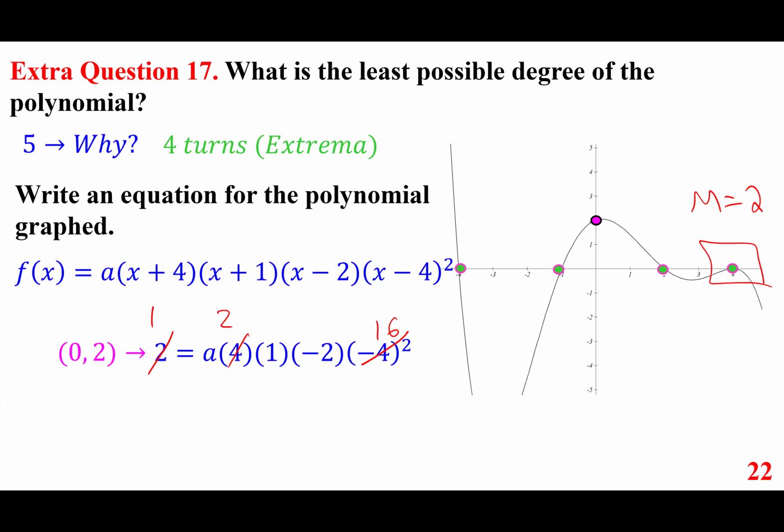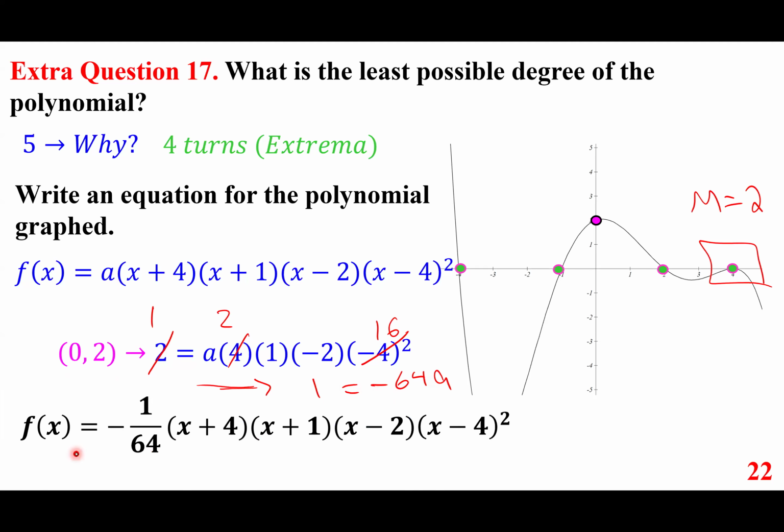So that means 1 is equal to -64a. a must be 1 over -64 or -1 over 64. Replace this. And the final answer is f of x equals -1 over 64 times x plus 4 times x plus 1 times x minus 2 times x minus 4 squared.